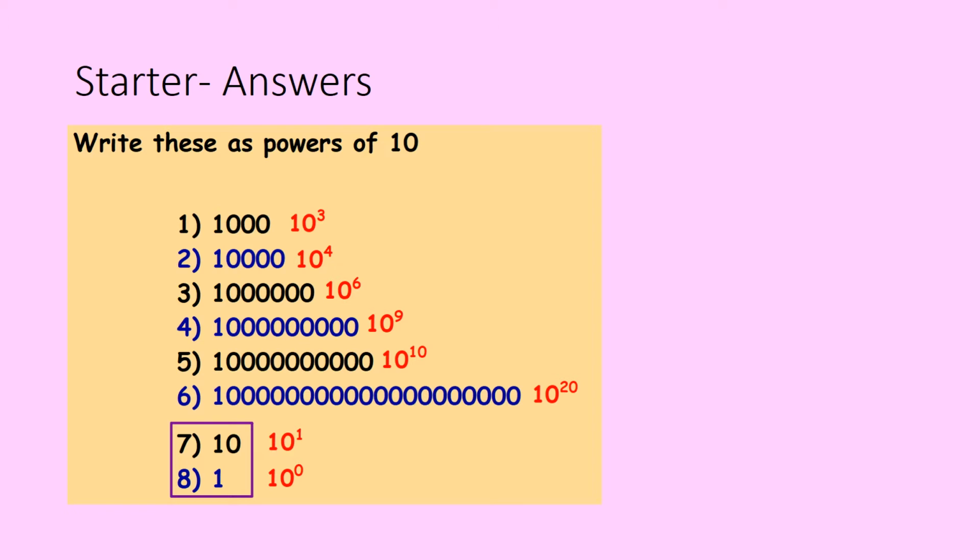Now, in question 7, we just have 10. Writing that as a power of 10, well, 10 by itself is equivalent to 10 to the power of 1. And question 8, we had 1. Well, anything to the power of 0 is equal to 1. So 10 to the power of 0 is the same thing as 1. So we can write 1 as a power of 10. So mark your answers, and if you didn't understand those questions, I hope you do now. And that starts us off with the topic.